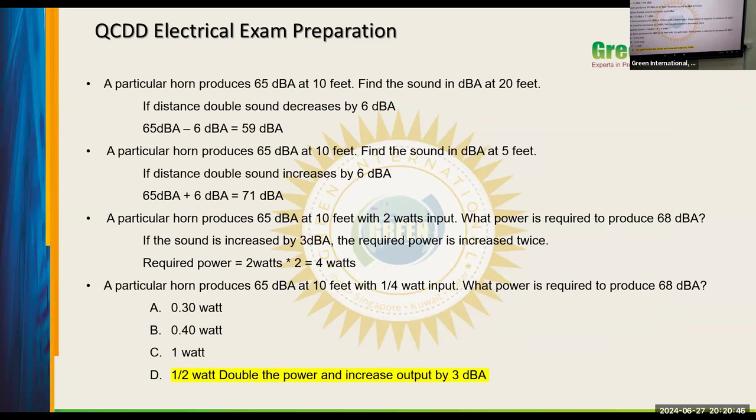These are the questions I framed. So here at 5 feet, that's why we need to add 6 dB. Now we have another doubt. A horn produced 65 decibels. This question one engineer shared from the exam, but he mentioned not this one, the quarter watts. This is the question shared by this engineer.